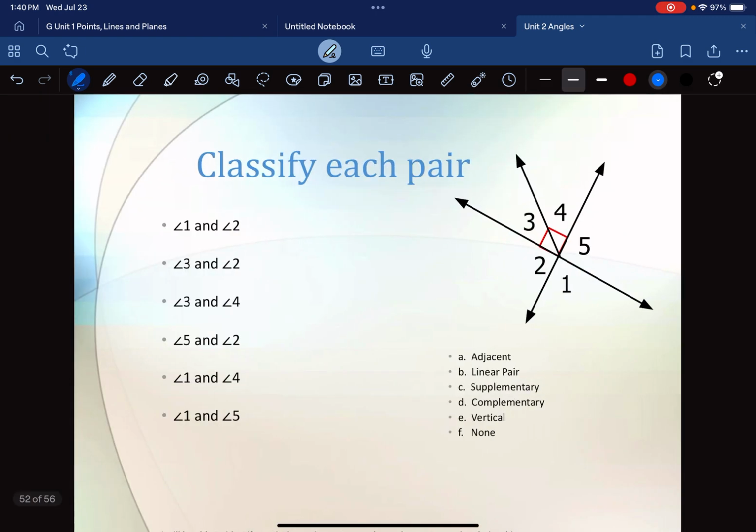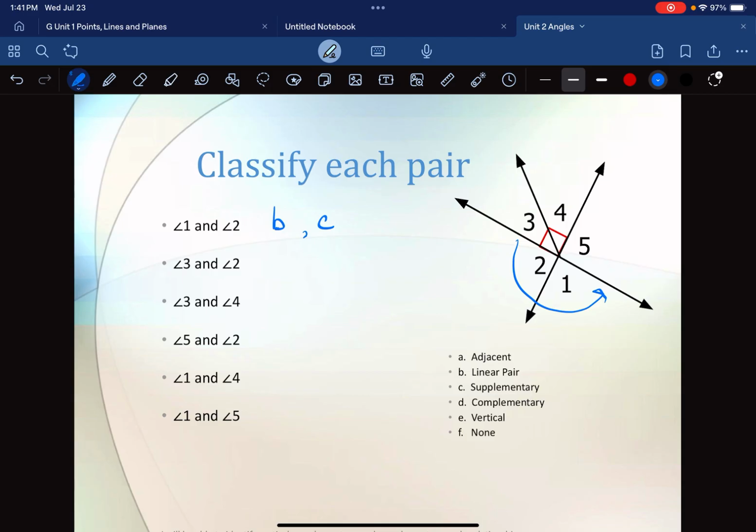All right, how about this one? This one gives you a pair of angles and then asks you just to classify it. You can see the multiple choice answers down there, A through F. So let's look at angle 1 and angle 2. Now there may be one or actually could be more than one answer that's correct for these. So like for 1 and 2, you notice they form a straight line. They make up this 180 degrees here. So that makes them both a linear pair and supplementary.